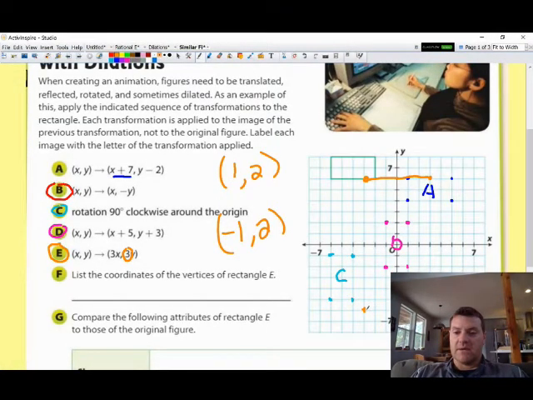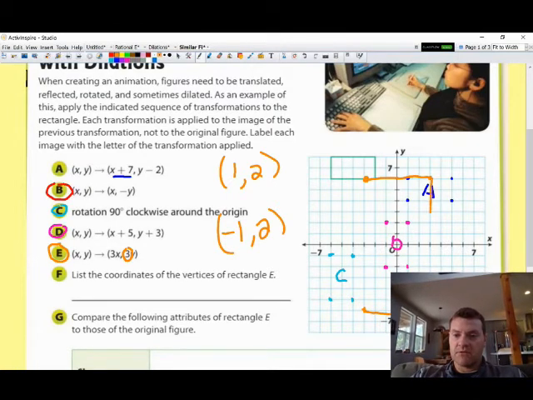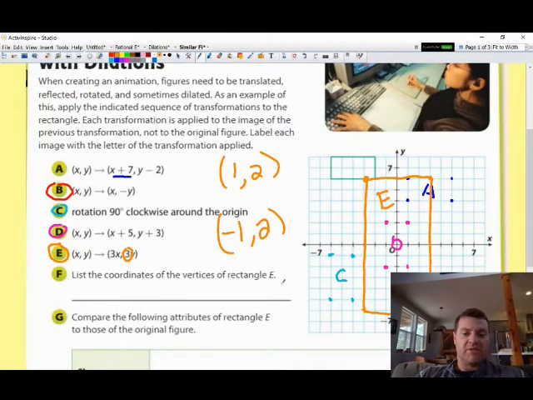And you can see that we can draw that line there. Sorry, it's really tough to draw these lines with your finger. Oh, that one's not bad. And this one right here. There is my last one, and we'll call this one E. Okay, list the coordinates of the vertices of E.